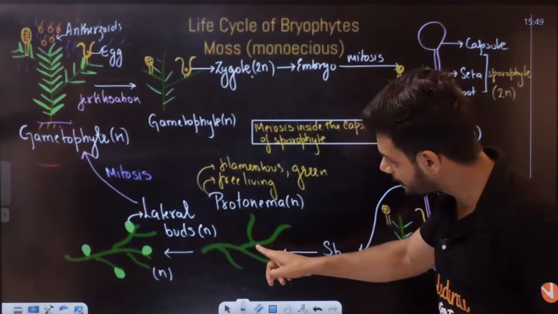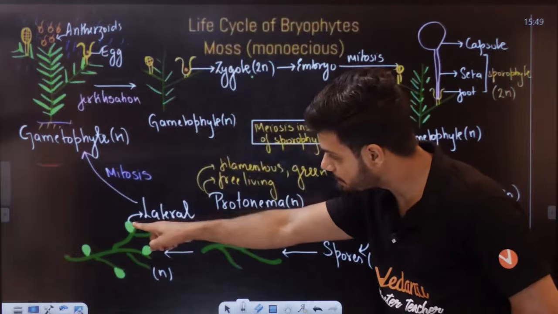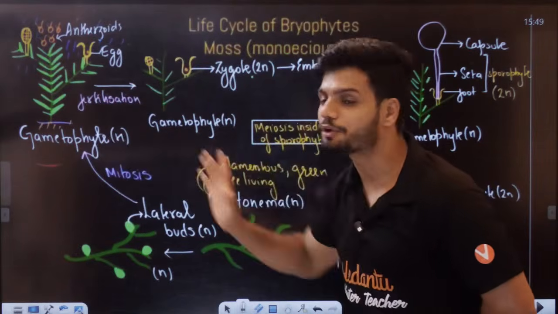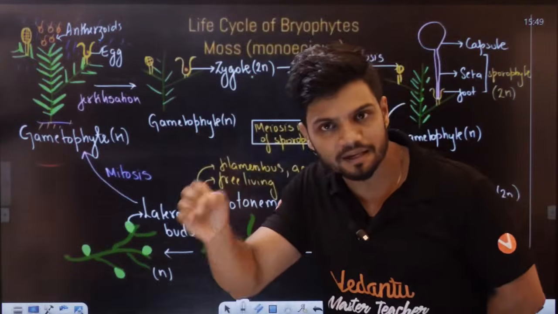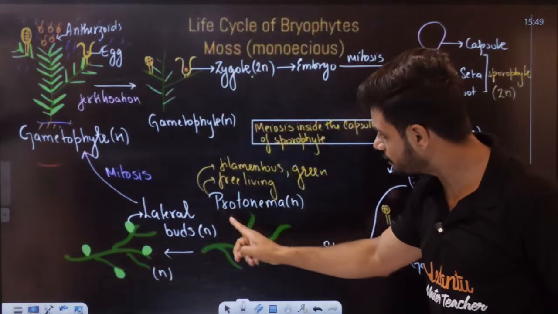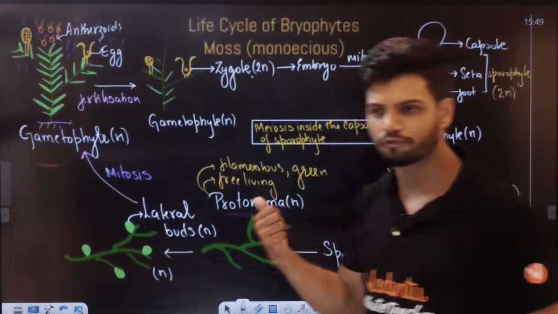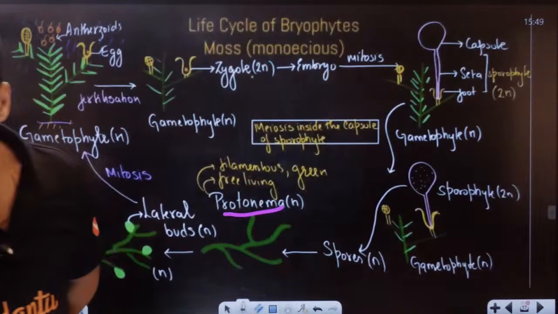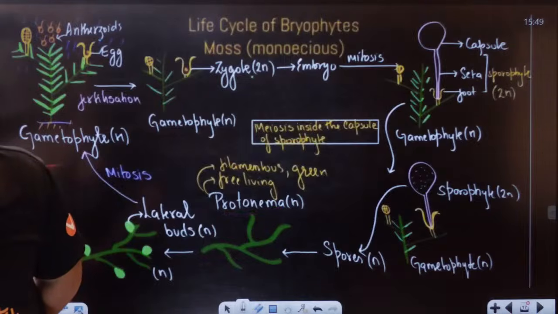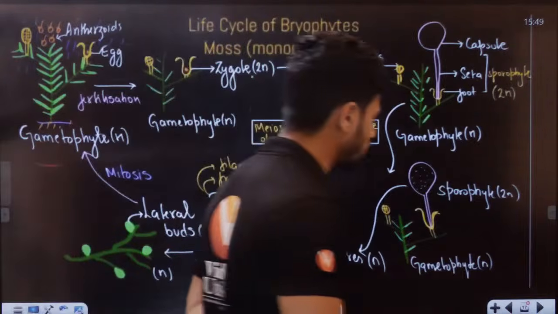और this protonema will develop some buds. These buds will develop into the gametophyte. That's the main difference which you need to focus. Bryophyte के अंदर, mosses के अंदर, we find protonema. Clear all of you students? Clear all of you? Yes? Clear? है ना? All of you, I hope it is clear to all of you.